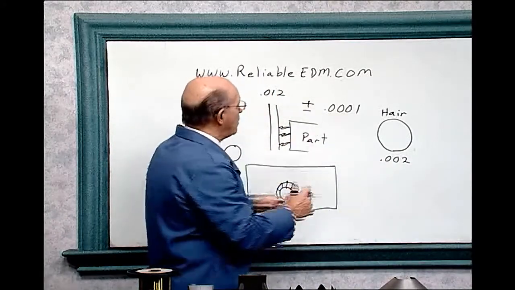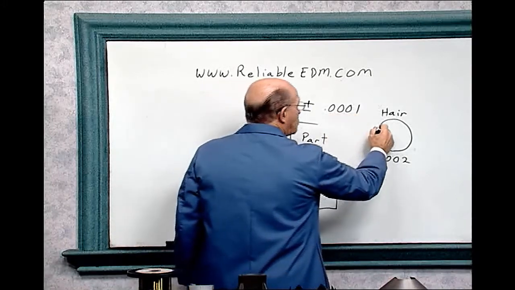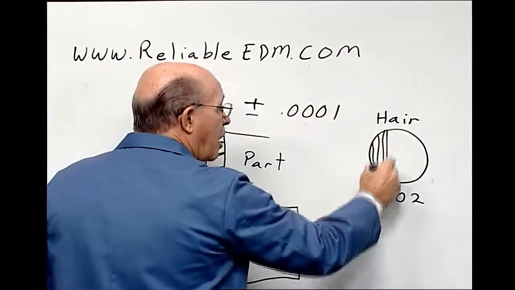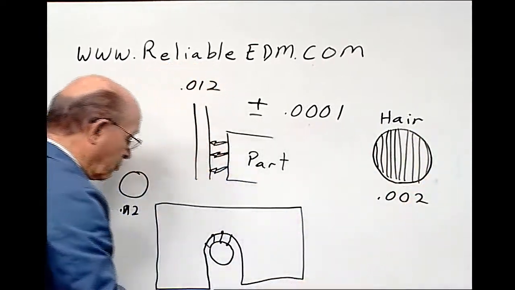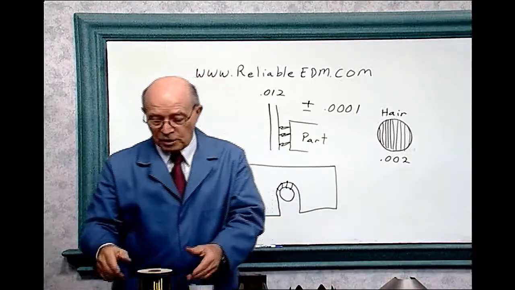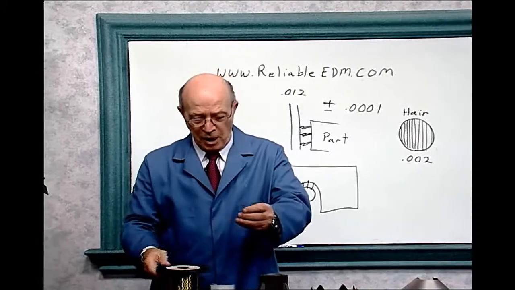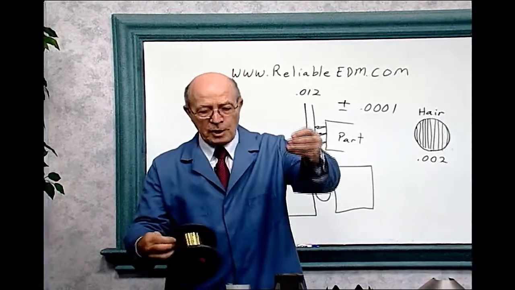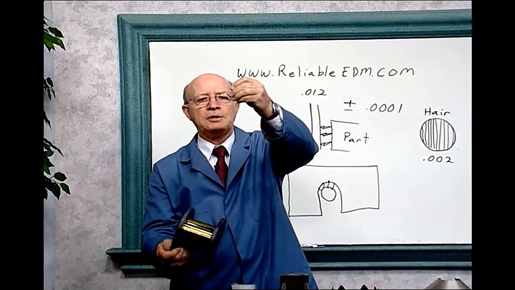Well, to give you an idea of what 0.0001 is, it's 1/20th of a human hair. That's how close we can cut. So it's an extremely accurate procedure, electrical discharge machining. And we do work all around the United States, and we have different customers. And this is what it cuts with. This is the wire. It's a piece of brass wire.